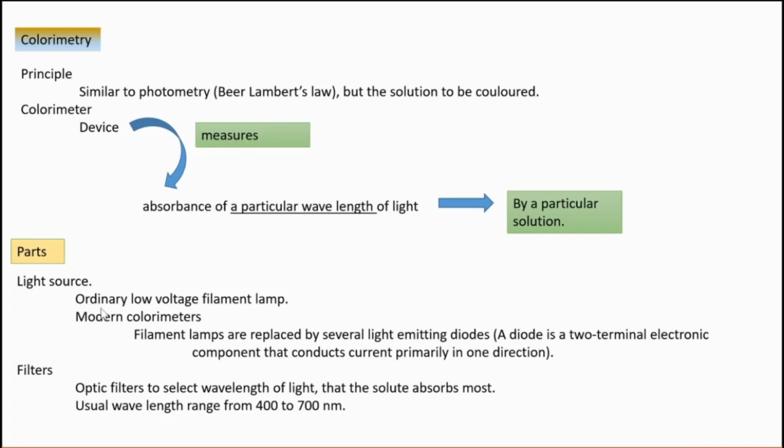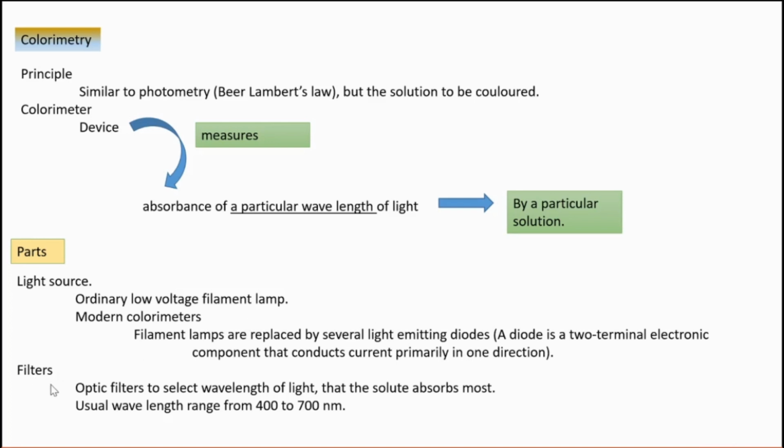Then parts. One light source is there. Light source should be there for emitting the light, visible light. In a normal colorimeter, we normally use a low voltage filament lamp. But in modern advanced colorimeters, these filament lamps are replaced by diodes. Diodes are two terminal electronic components with a positive and negative end, which conduct a current only in one direction. So in modern colorimeters, this low voltage filament lamp is replaced by diodes.